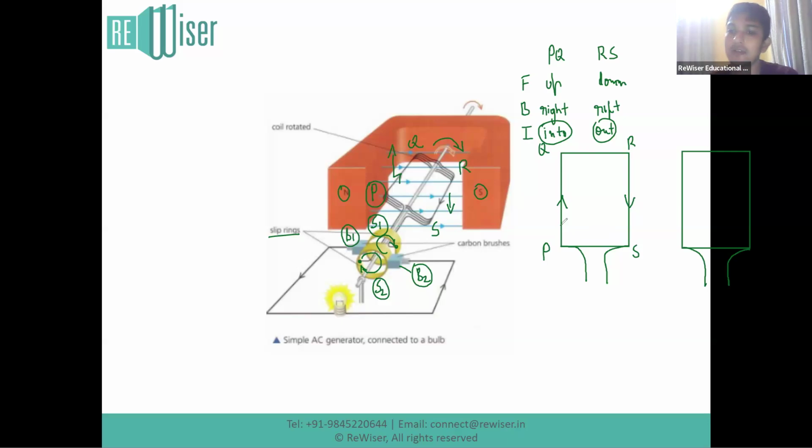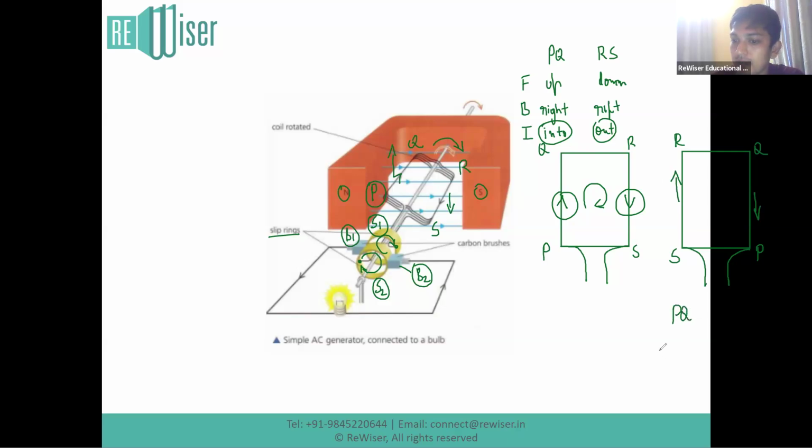So that's how you figure out the direction of current induced. So this is how current is induced. So this is the direction of current induced here. As soon as it completes half rotation, please remember, P will come here. This is P, this is Q, this is R, this is S. The rotation will be happening in the same direction, which means on PQ force will be downwards. Here it will be upwards.